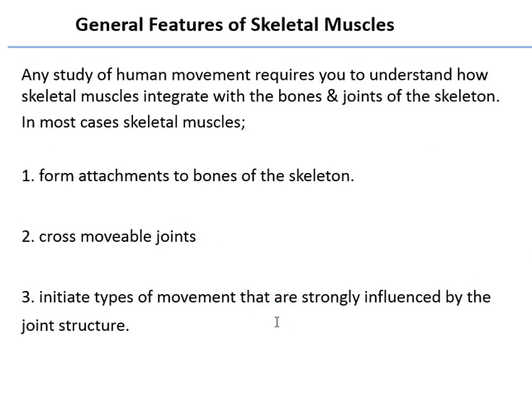Before we consider individual skeletal muscle organs, however, we need to consider some of the basic principles about how these skeletal muscle organs are set up. As indicated here, there are three basic principles that generally apply when understanding how skeletal muscles integrate with the bones and joints of our skeleton. Firstly, skeletal muscle organs will typically form attachments to bones of the skeleton. They will also cross movable joints, and they will initiate types of movements that are strongly influenced by the joint structure.